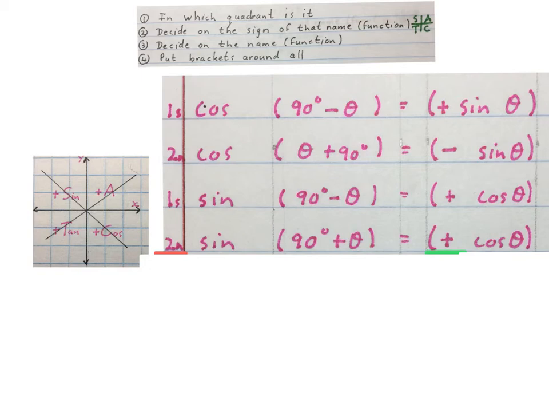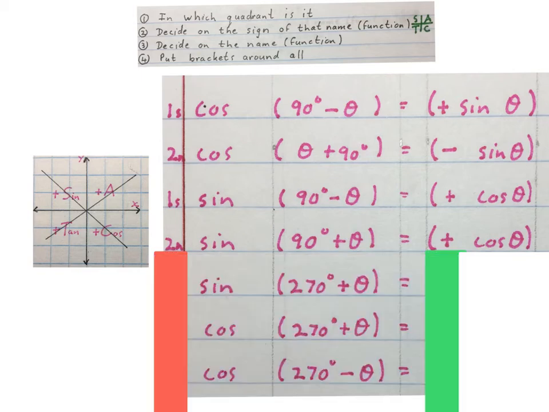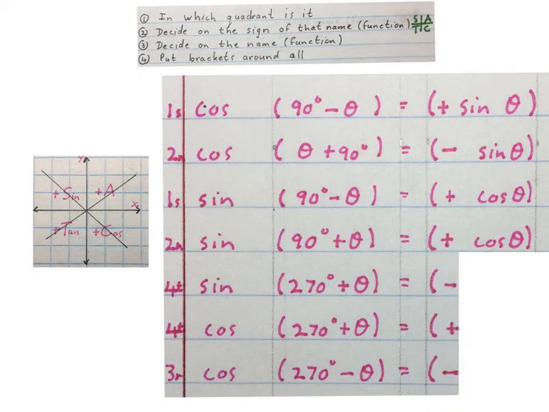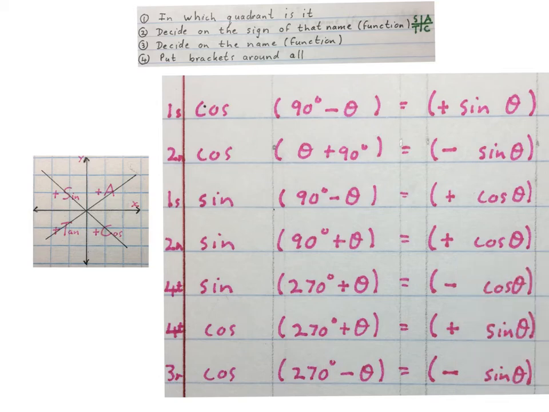From here, I'm just going to show you examples. So we look at our questions, we check in which quadrant we are, then decide if that name is positive or negative in this quadrant. Then in this case, we will change all the names. Stop the video and check each of these functions separately.